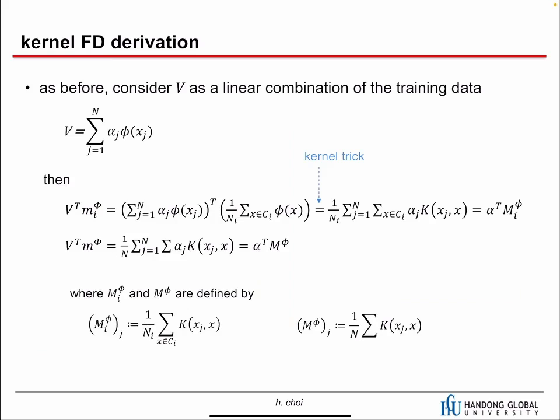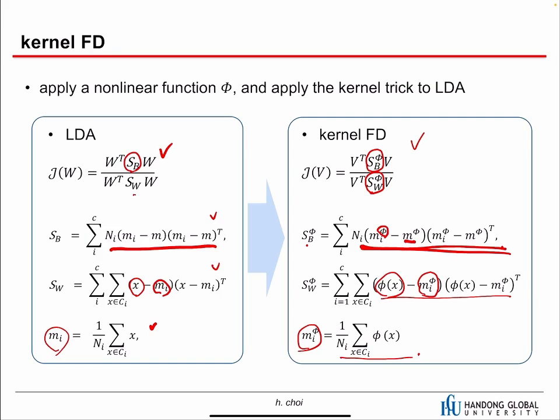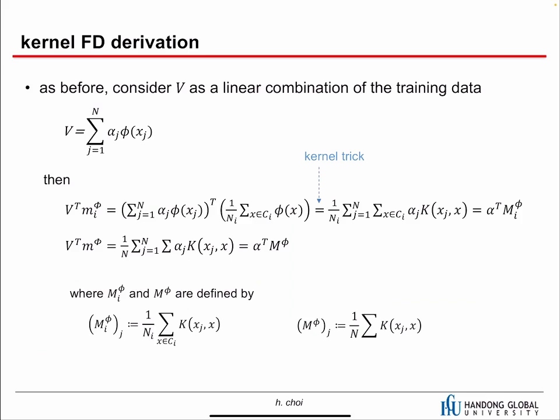Let's derive kernel FD. As before, in kernel FD the objective function is defined in this way. V is the eigenvector. And as we did in PCA, we can consider V as a linear combination of the training data, in this case the training data in the feature space. So we can put it in this way. And then we can replace the equation in the previous slide with the kernels in this way.